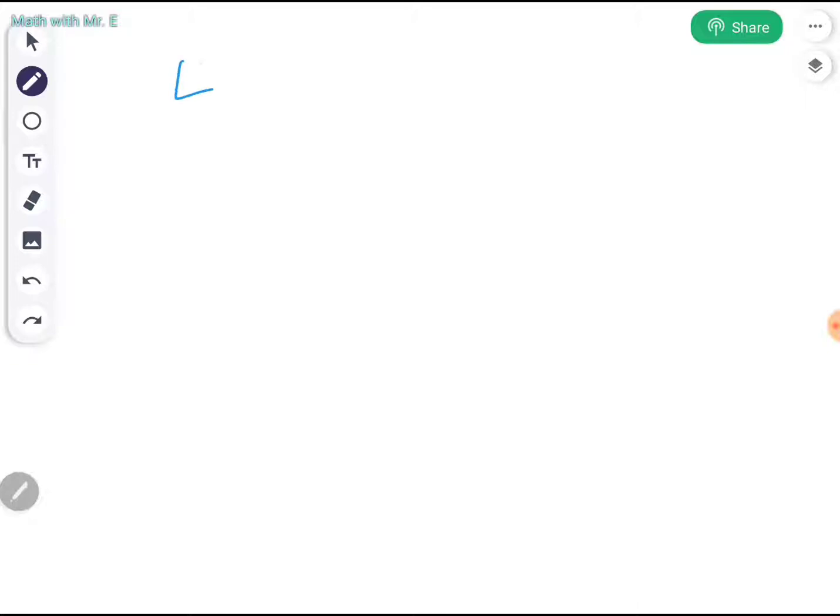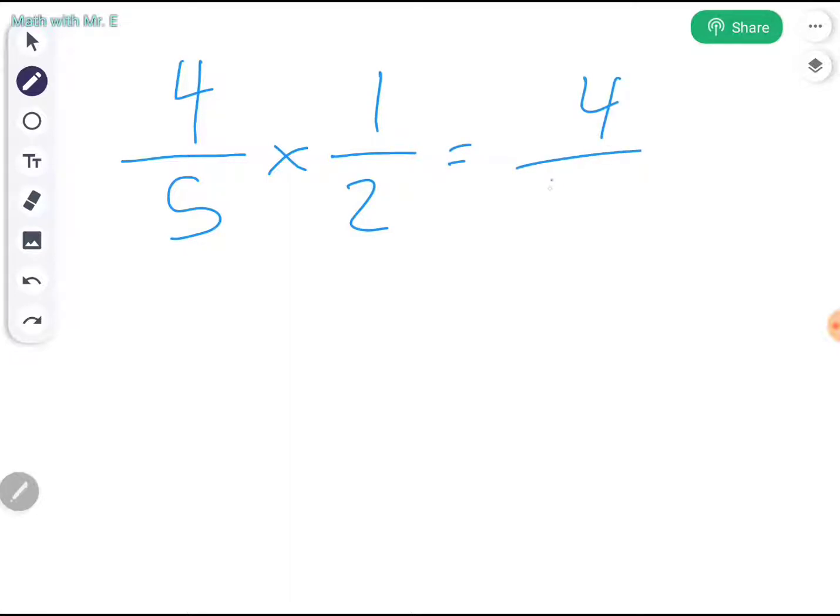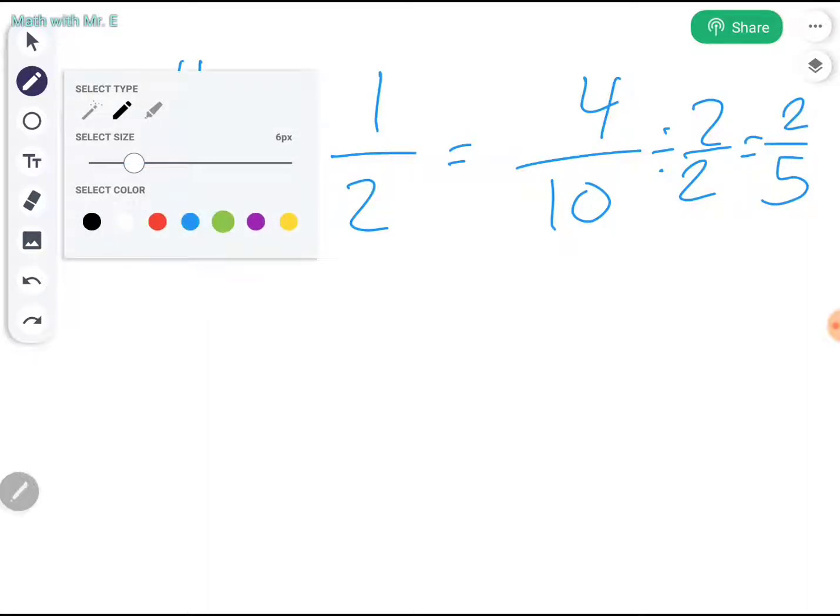So let's do 4/5 times, let's say, 1/2. Again, we can do 4 times 1, which equals 4. 5 times 2 equals 10. Divide those both by 2, and we would get 2/5. Or we can simplify it beforehand.